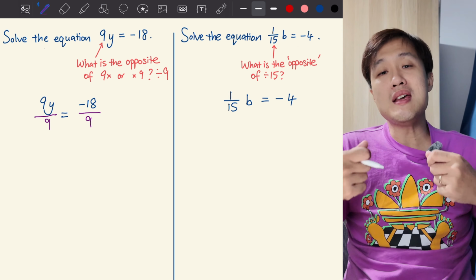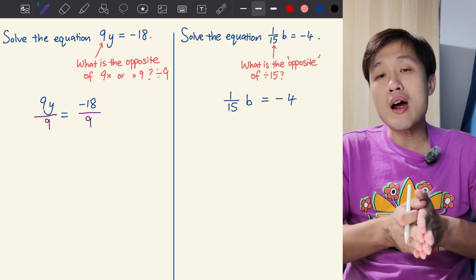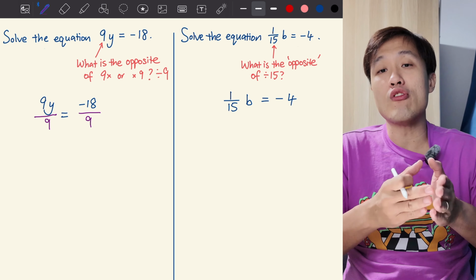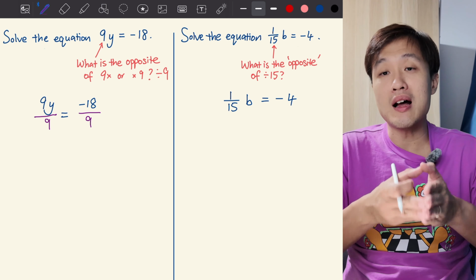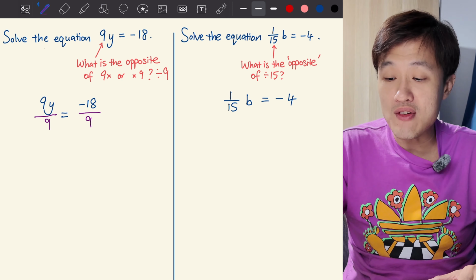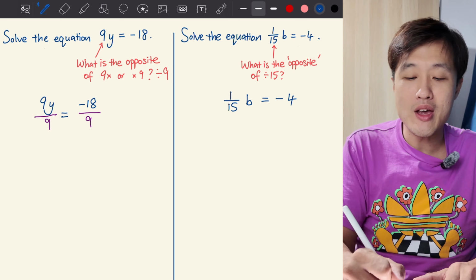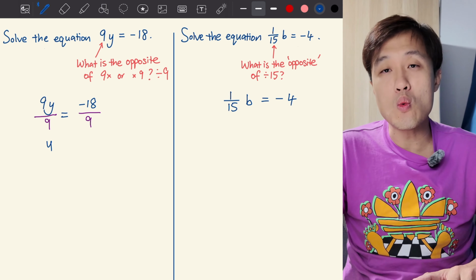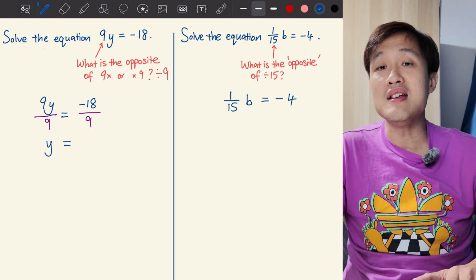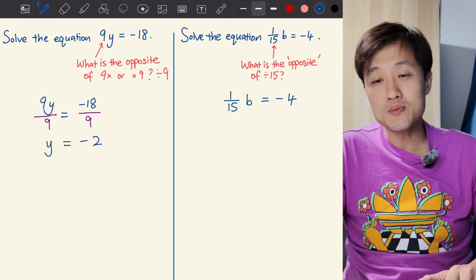So what we're doing here is not to form a zero pair on the left hand side. What we're trying to do is to make the coefficient of y become 1, so that we now have y. So 9 divided by 9 will give us a 1, right? And as we know, we don't need to write 1y, we can just leave it as y. And then on the right hand side we have negative 18 divided by 9, which is negative 2.